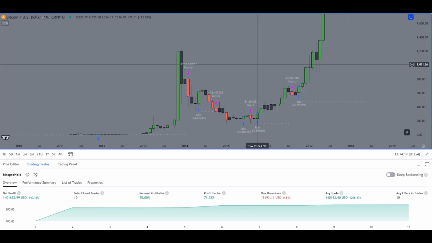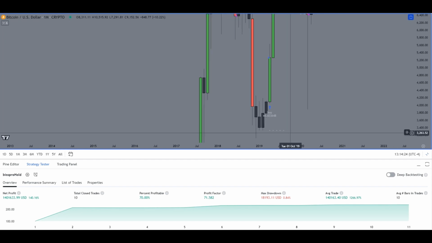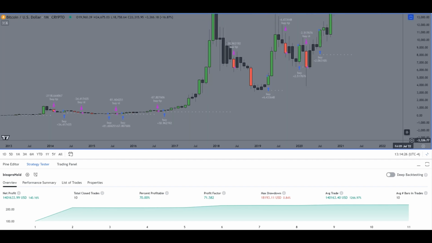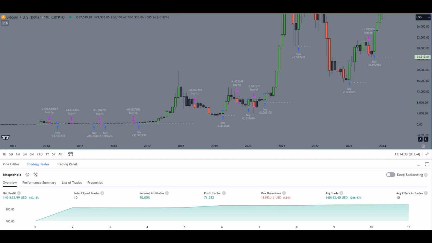Imagine knowing this simple strategy around 2012, this would have been the results. It is just such an amazing performance. Even when it drops, it doesn't make much of a drawdown.